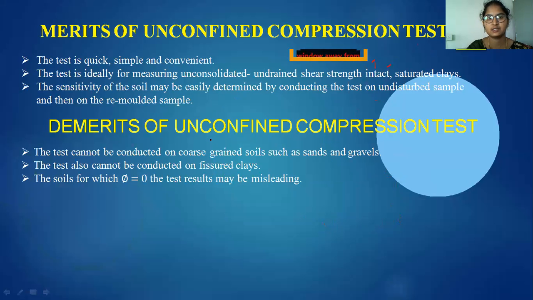What are the advantages? This test is quick, simple and convenient, and ideally measures the unconsolidated undrained condition for soils with phi equal to 0. For cohesionless soils such as sandy soils we cannot do this test, because phi is not equal to 0 there. It can only be conducted on clayey soils, not on coarse grained soils such as sands and gravels. So this is the unconfined compression test as determined in our laboratory.